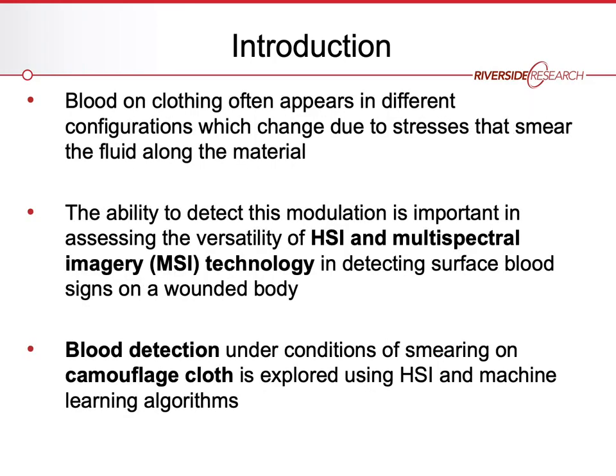Blood on clothing often appears in different configurations, which changes due to stresses that smear the fluid along the material. The ability to detect this modulation is important in assessing the versatility of HSI and multispectral imagery technology in detecting surface blood signs on a wounded body. Blood detection under conditions of smearing on camouflage cloth is explored using HSI and machine learning algorithms.